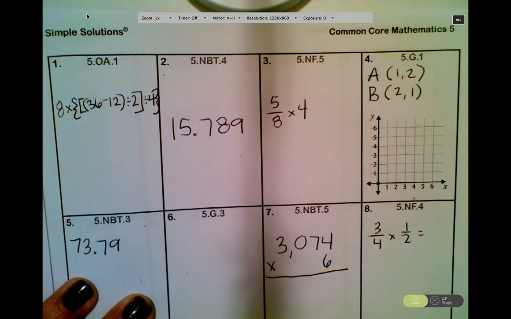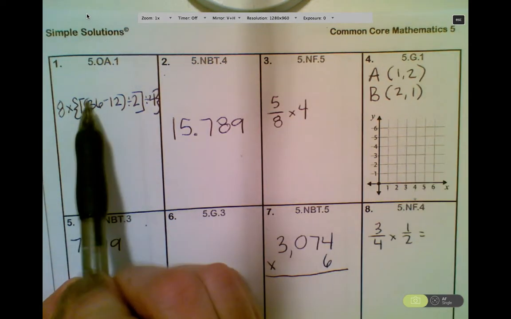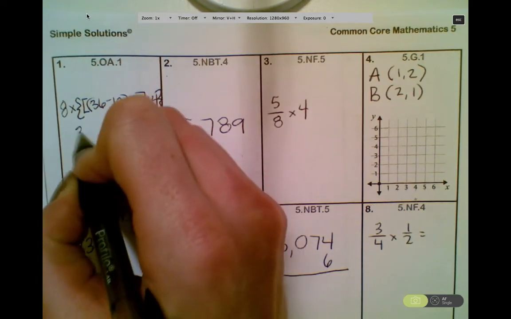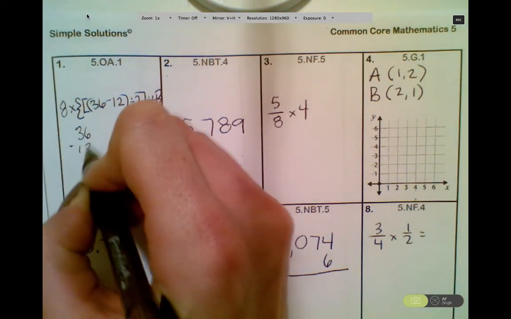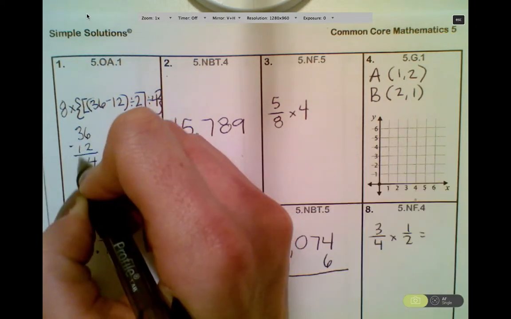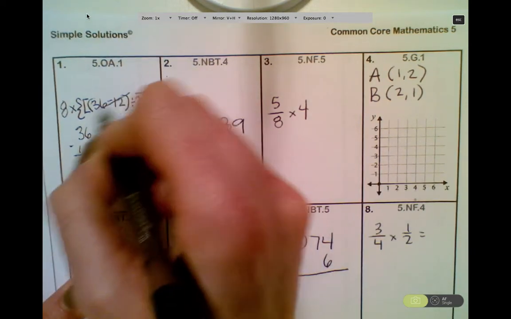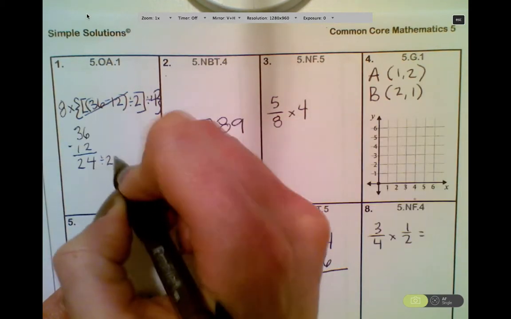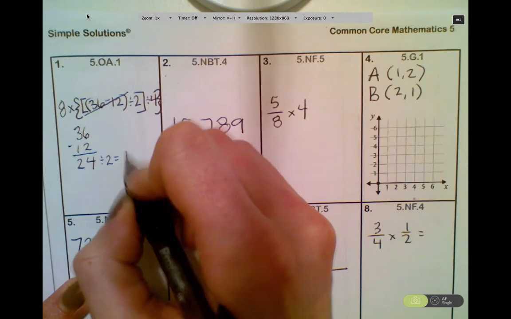Number 1, we'll follow the order of operations within the brackets. The first thing I'm going to do is look for the innermost parentheses, which is 36 minus 12. 6 minus 2 is 4. 3 minus 1 is 2, so I have 24. Now I'm going to go out to this bracket and divide that by 2, and I know 24 divided by 2 is 12.